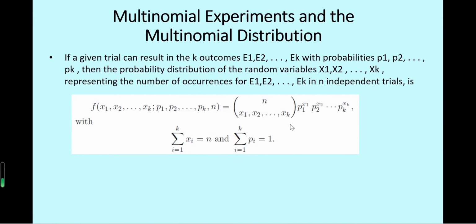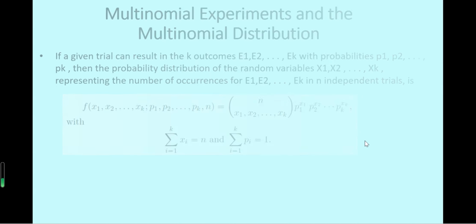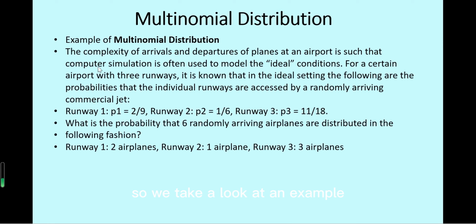The probability for the results x1, x2, xk of these random variables within n total trials is the combination of n over x1, x2, xk times p1 to the x1 power, p2 to the x2 power, until pk to the xk power. The conditions are sigma xi equals n and sigma pi equals 1. Let's take a look at an example.